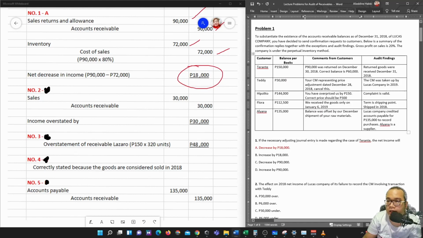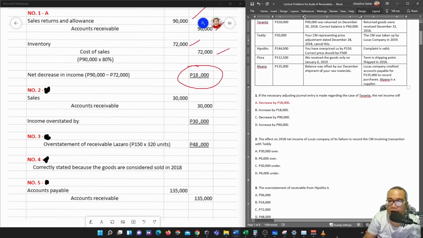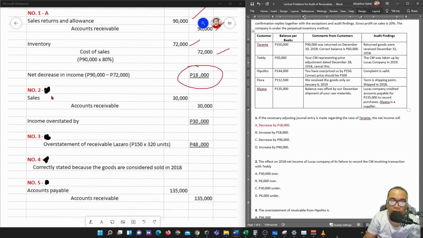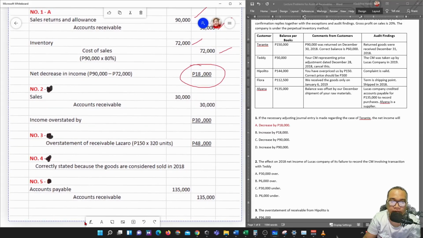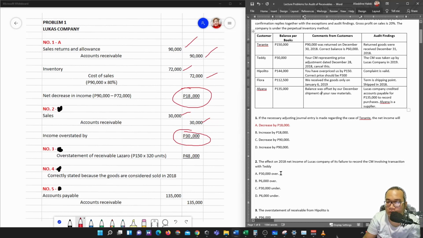Ngayon, si Lucas na-record niya lang on 2019. Pero nangyari on 2018. So, dapat sa 2018 siya kasama. And since nagkaroon ng cancel, kinancel yung 30,000, yung 30,000 na sale na nag-result to the accounts receivable. So, cancelin, cancel rin. So, basic, reverse mo lang. Na-cancel yung 30,000 na sale, okay, debit sales. Credit, accounts receivable, na-cancel. And with that, income is overstated by 30,000.